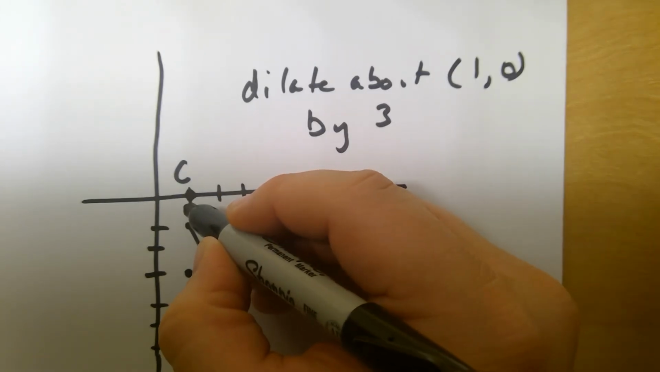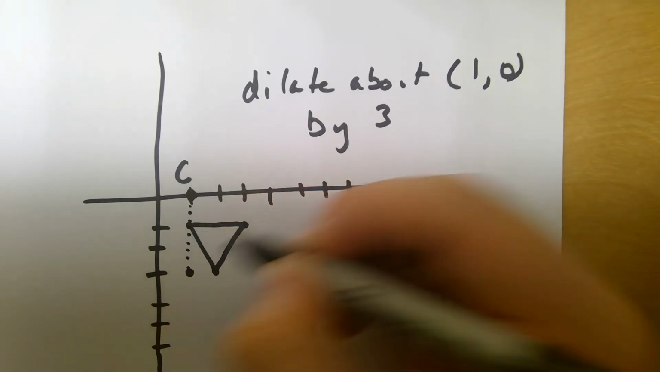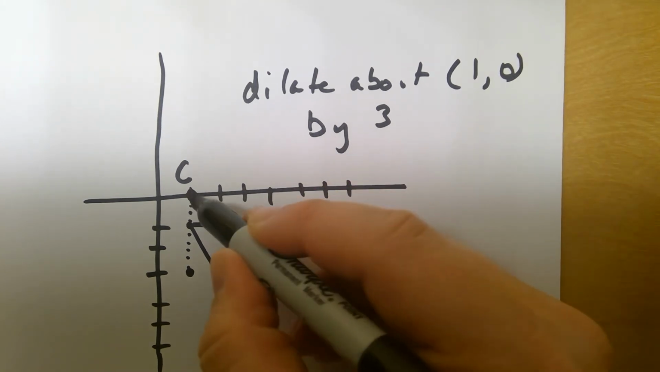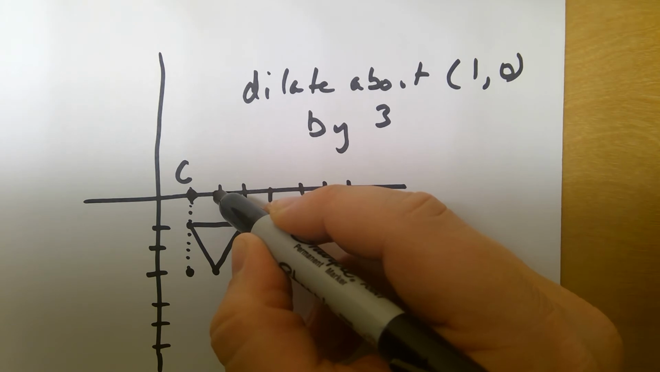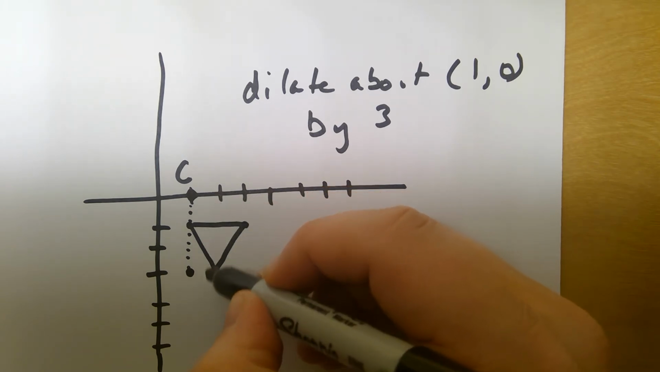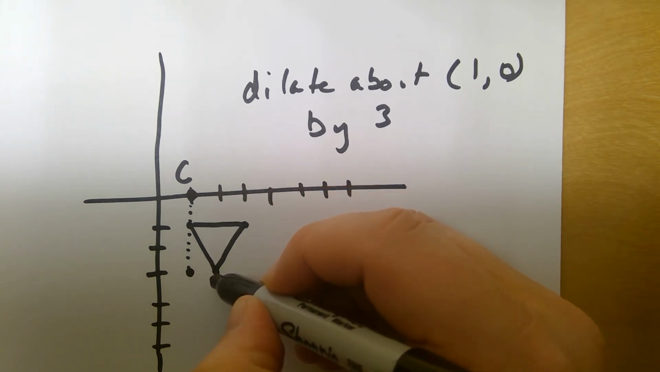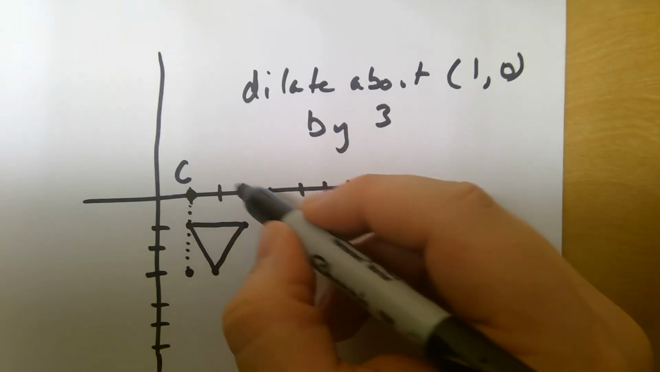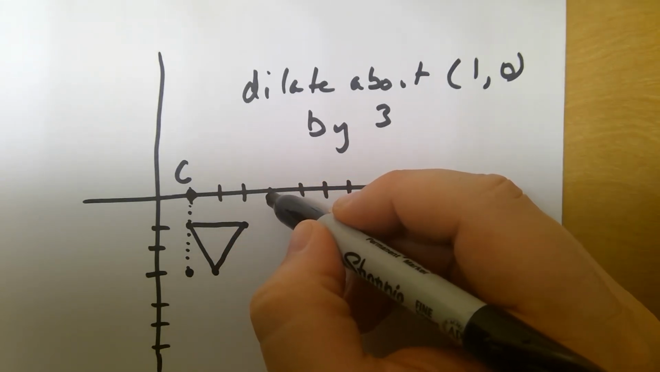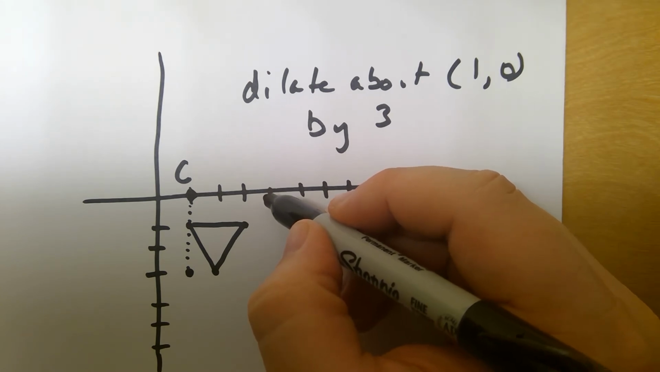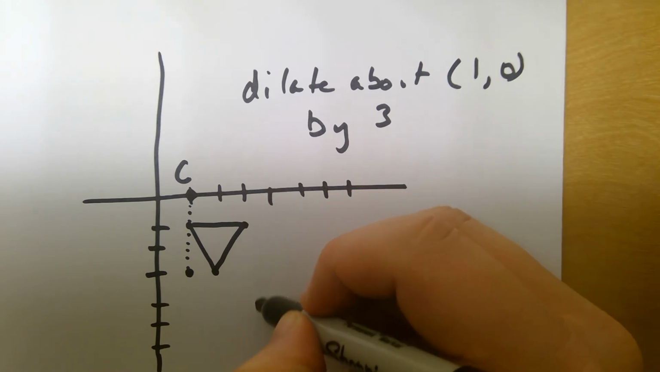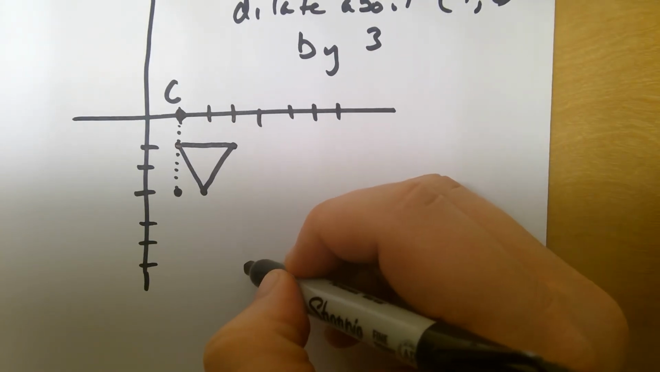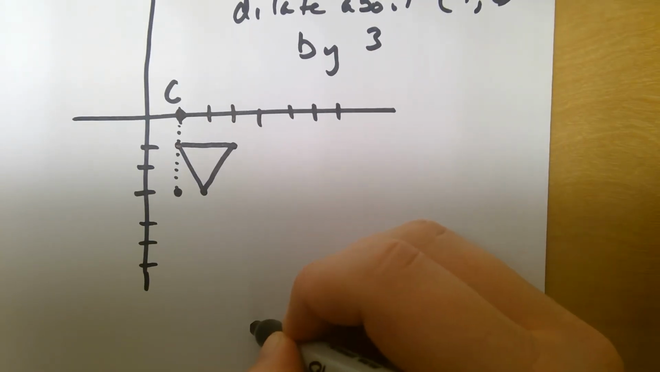Okay, now see how these are all on the same line. Those should all be on the same line. Let's say look at the point down here. We went 1 to the right and 1, 2, 3 down. Okay, so we multiply by 3. We went 1 to the right, we should go 3 to the right. 1, 2, 3. And we went 3 down, so we should go 9 down. 1, 2, 3, 4, 5, 6. Further down, 7, 8, 9.